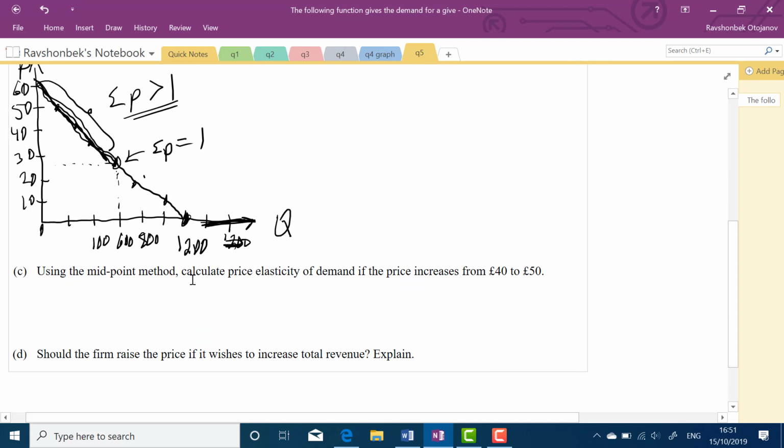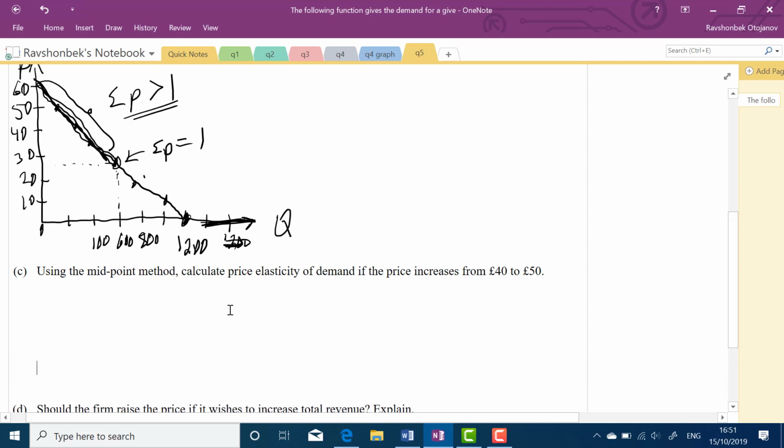Now, using the midpoint method, calculate price elasticity of demand if the price increases from 40 to 50 pounds. Right, so can you give me the answer, please? I'm going to show you how to do that quickly. I got 3. Hold on to it, please. So the price changed from 40 to 50. So this is 50 minus 40 over 50 plus 40 over 2.